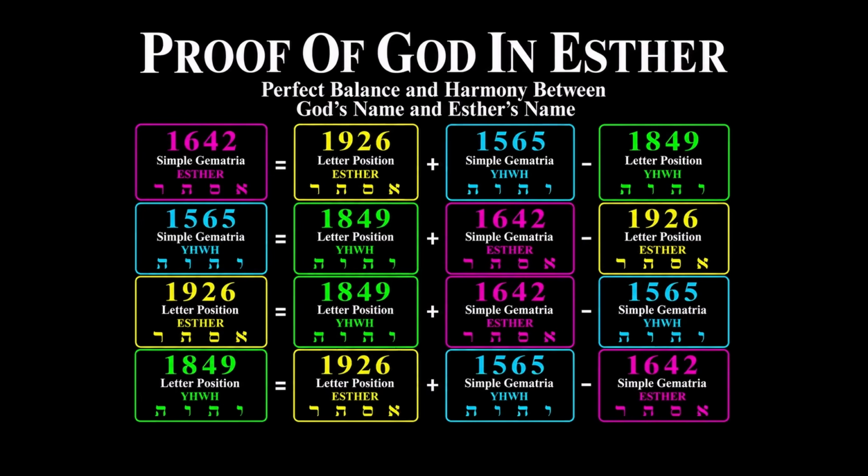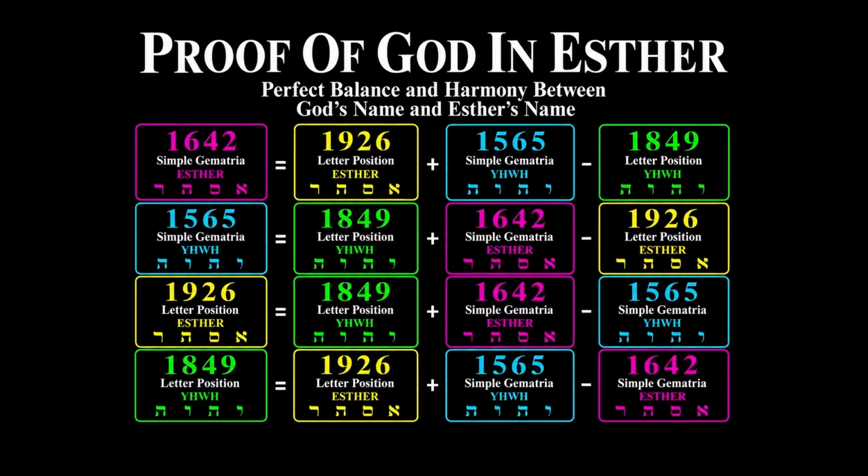Here is the detailed breakdown of the letter positions and gematria values of the names of God and Esther. What is remarkable is that mathematically, God's name depends on Esther's name, and Esther's name depends on God's name. Each name is derived from the other, completing the other within the equation. Together, the 2 names form one balanced system of extraordinary precision, dependency, and symmetry. If you remove one, the entire symmetry collapses.